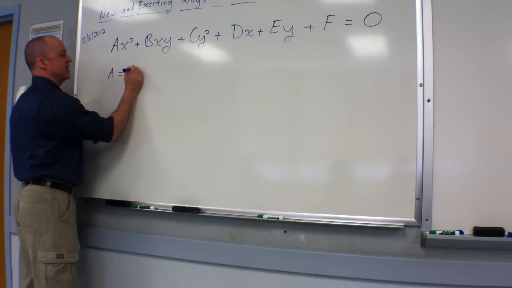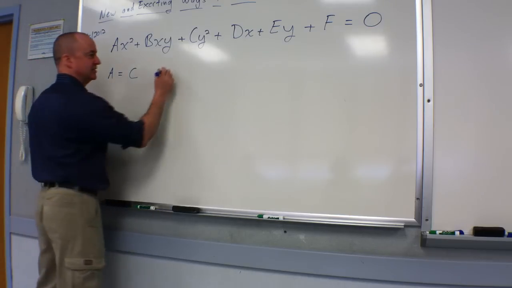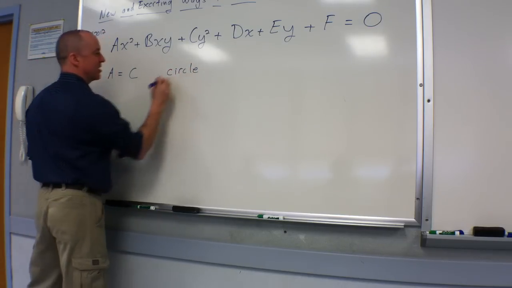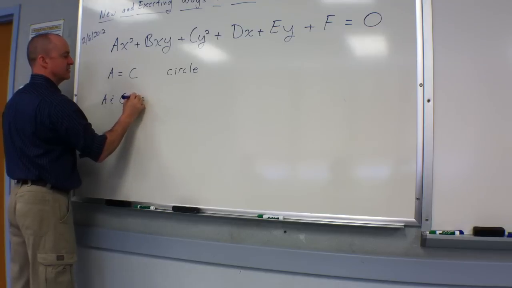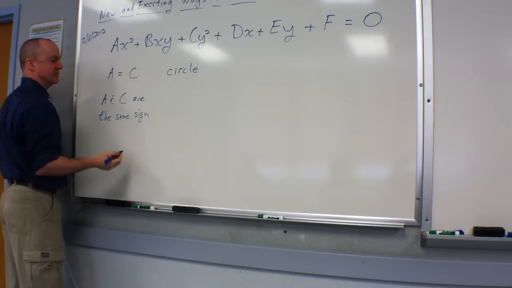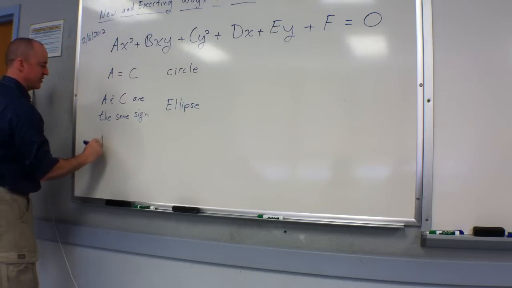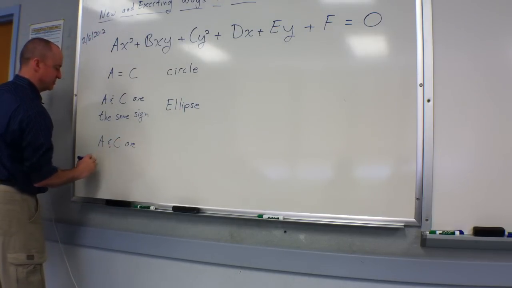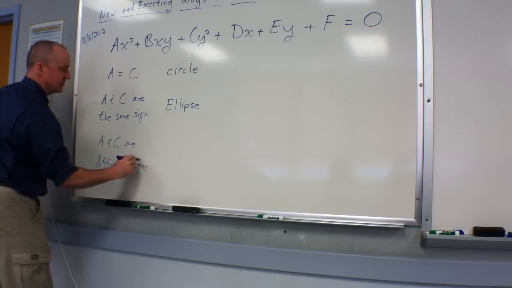What happens if A equals C? What do we have? It's a circle. Noah says it's a circle. Does everyone agree? Yeah, it's a circle. All right. What happens if A and C are the same sign? That's an ellipse. It's an ellipse. Very good. What happens if A and C are different signs? It's a hyperbola. Very good.